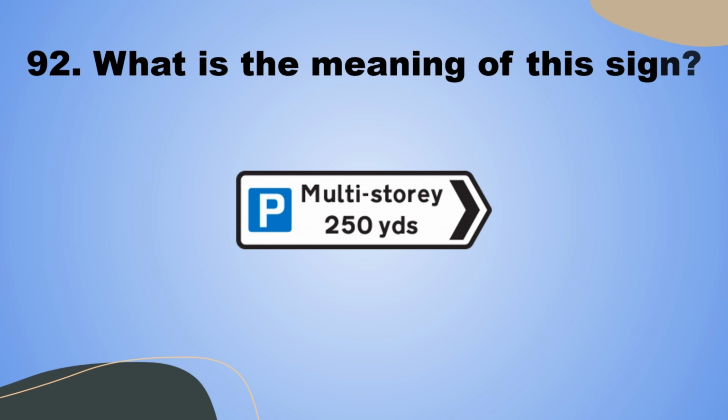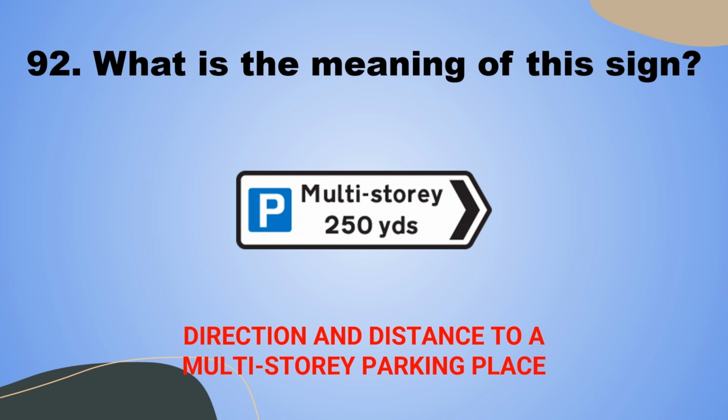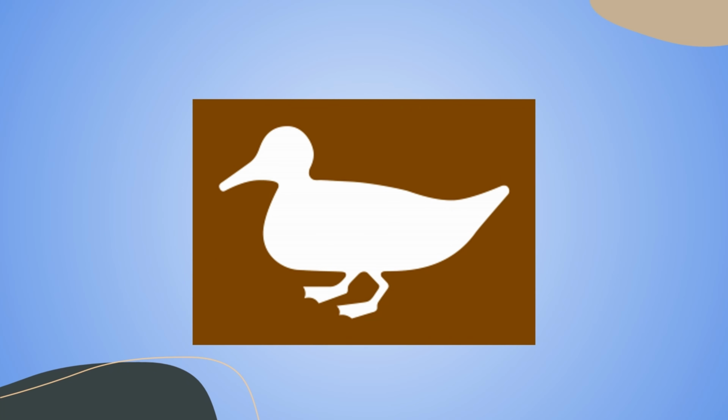Next sign. What is the meaning of this sign? A direction and distance to a multi-story parking place. So if you have a look at the sign, you have P for parking, multi-story, 250 yards after you turn right. Next question and sign.